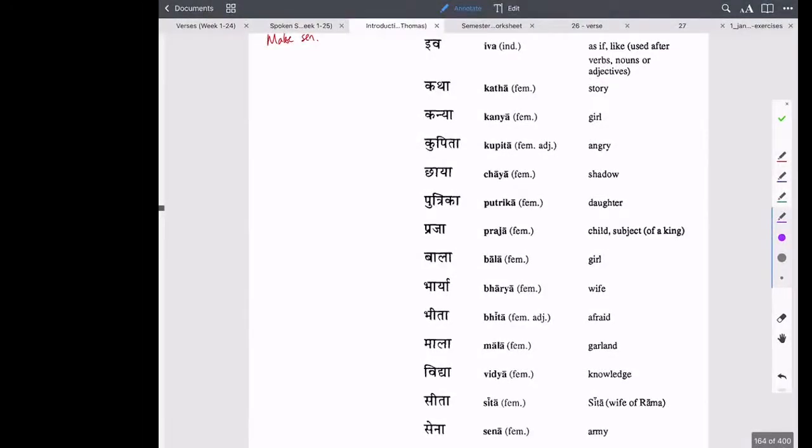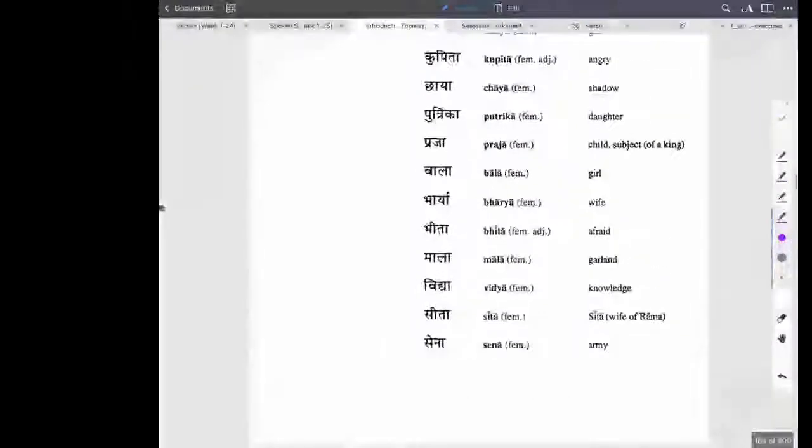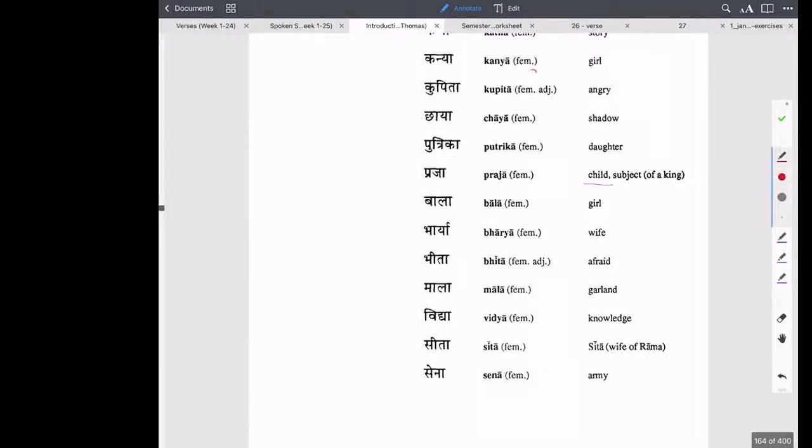Praja, child. You can see why, I don't know why, what's the logic behind feminine and masculine, because a child can be both a man or a female, so it's got nothing to do with gender. Bala, girl. Balaha, boy. Bala, girl. Also, kanya is girl. So kanya, bala.